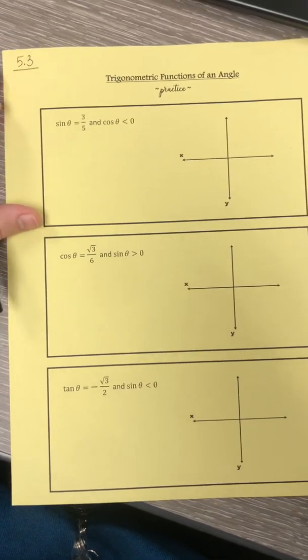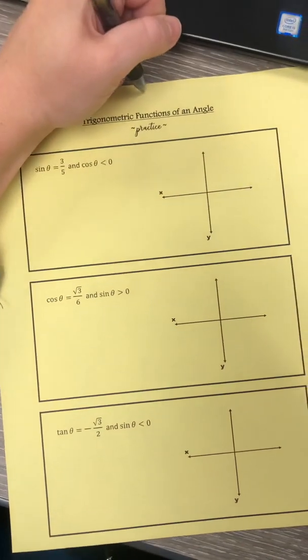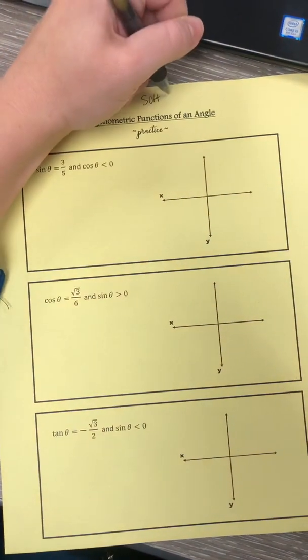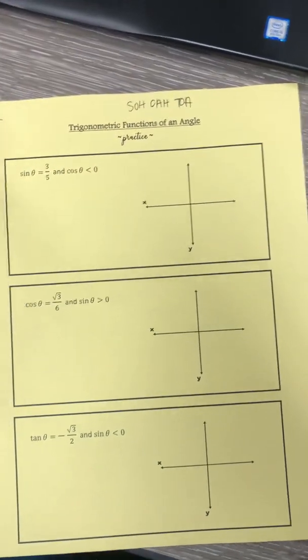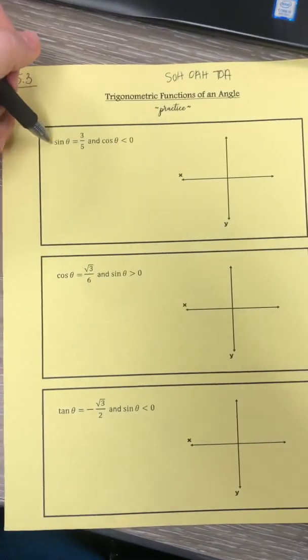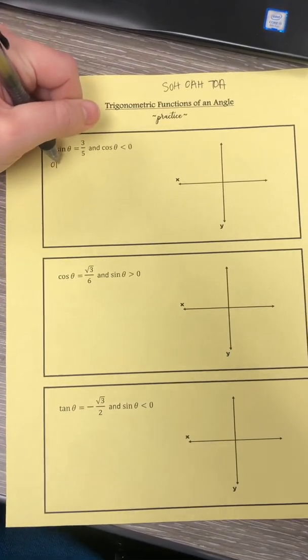Hey guys, so today we're going to look at trigonometric functions of an angle. I am going to always start by writing my SOHCAHTOA. You will use it pretty much all unit. So starting with sine, this is going to be our opposite.